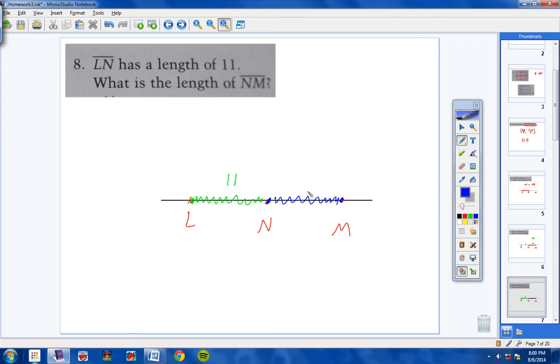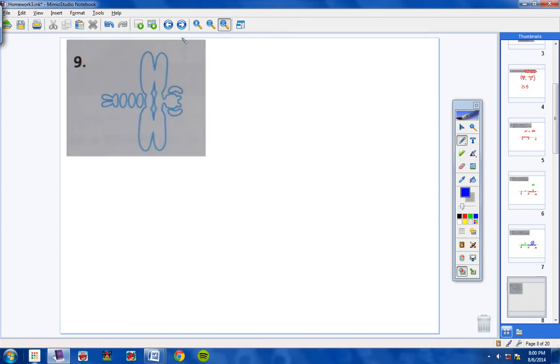Well, students, the answer is obviously 11, because if N is right in the middle and from here to here is 11, then from here to here is also 11. So the answer would be 11. Okay, moving on now to number 9.